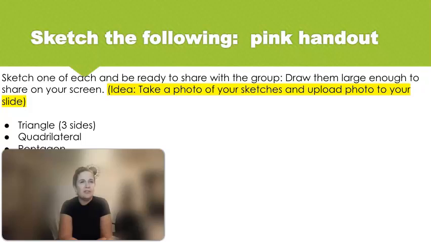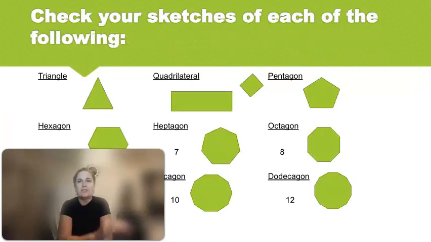Then I just want to make sure you know all these different shapes: triangle, quadrilateral, pentagon, hexagon, heptagon, octagon, nonagon, decagon, and dodecagon. If we're not sure how many sides it has, we would call it an n-gon. An n-gon could refer to any number of sides.